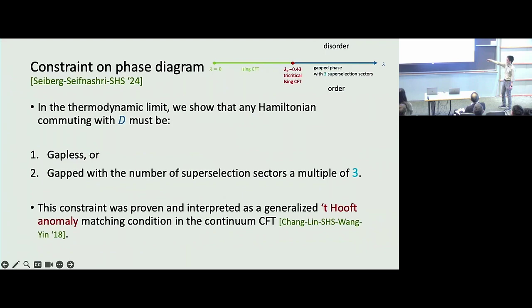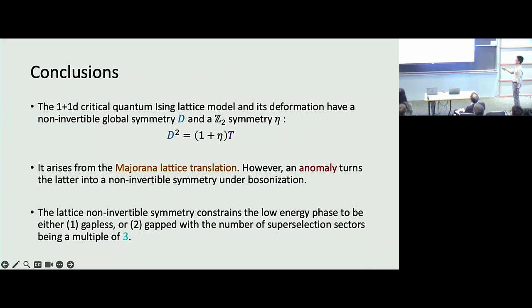Okay, let me quickly summarize. In the quantum Ising lattice model, there's this non-invertible symmetry that mixes with the lattice translation. It arises from the Majorana lattice translation, and the fact that it turns into a non-invertible symmetry is because of an anomaly. And it has non-trivial consequences on the low energy phase.